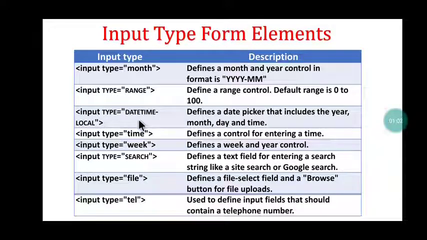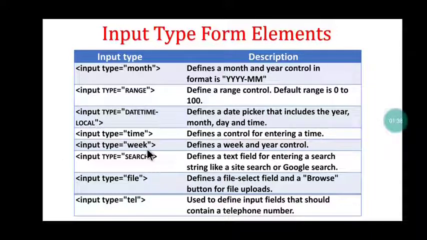Input type equal datetime-local is used to define a date picker that includes the year, month, day and time. Here you will get a calendar to select the day, month and year, and also the time. Input type equal time is used to define a control for entering time. When you run the web page, next to the time text box you will get a format of the time where you can enter the time or select the time.